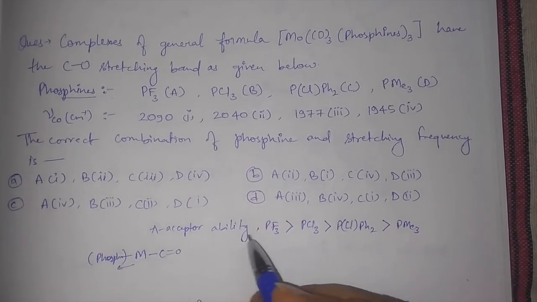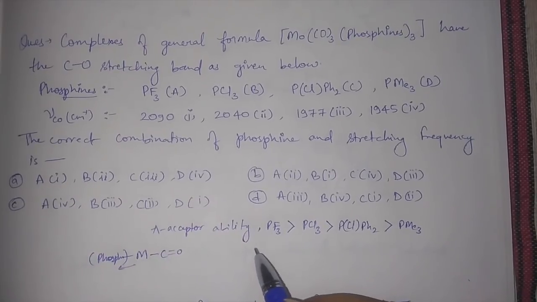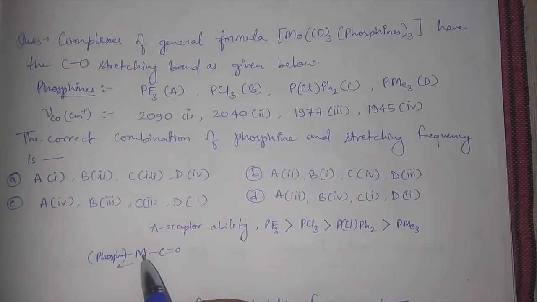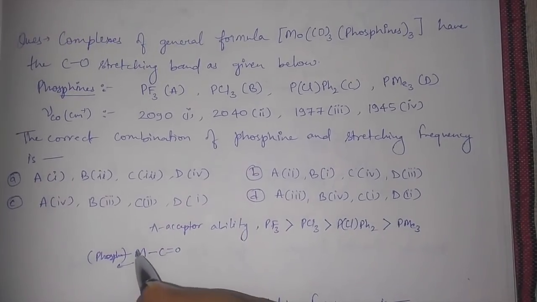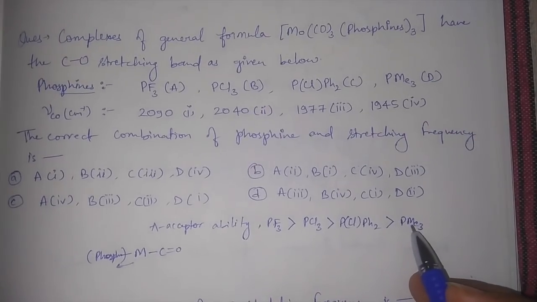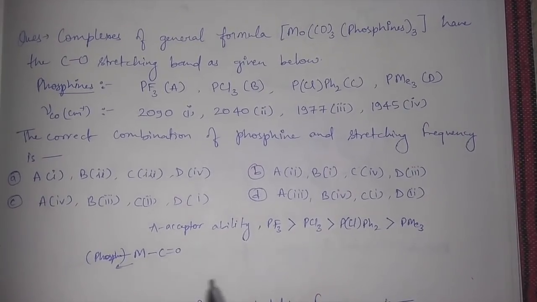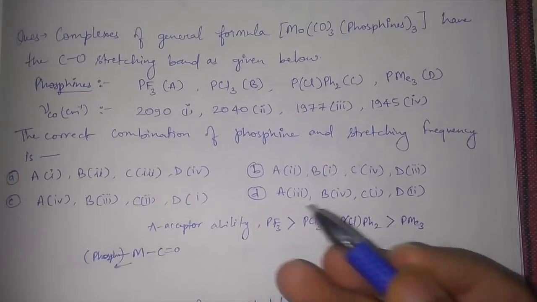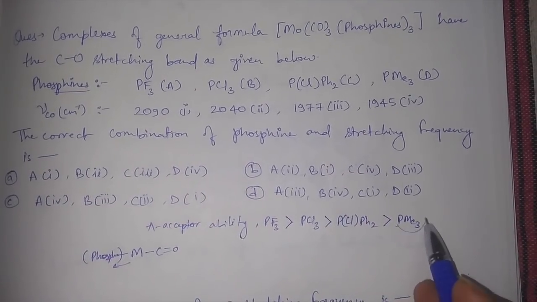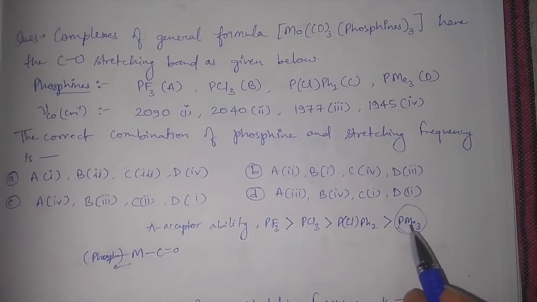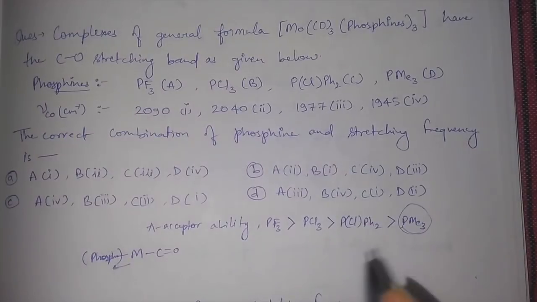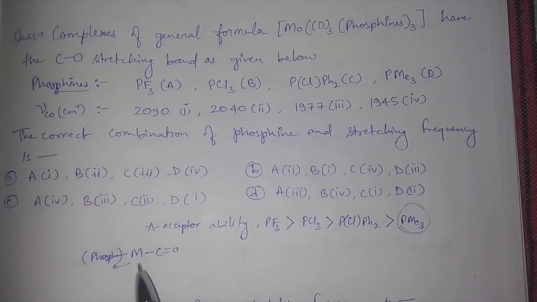So greater pi acceptor ability of phosphine will make the metal electron deficient, or I will say it will not have that much electron density as compared to this one, which has the least pi acceptor ability. Now if you have more electron density on the metal, back bonding will be more. So for this phosphine, for this PMe3, the pi acceptance is least. That means it cannot remove much electron density from the metal.